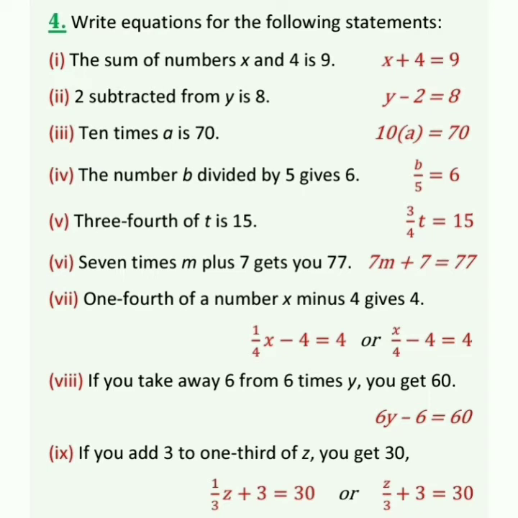Now 9th one, if you add 3 to 1/3 of z, you get 30. So in mathematical form, 1 upon 3 into z plus 3 is equal to 30, or z upon 3 plus 3 is equal to 30. It's clear, everyone? Please study this answer properly, because these are very important sums.